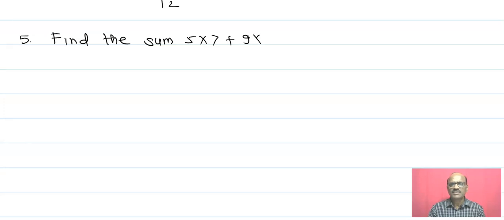Now the next is problem number 5. Find the sum of 5 into 7 plus 9 into 11 plus 13 into 15.